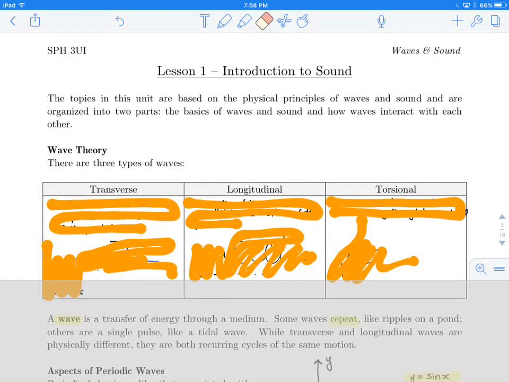So here we are with lesson number one, the introduction to sound, and we're going to go through a whole bunch of different little concepts in this lesson that add up to the basis of the most important basics that you need to know.